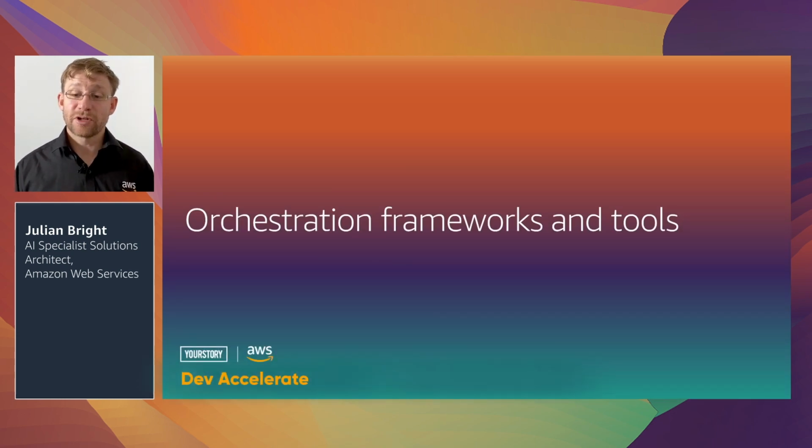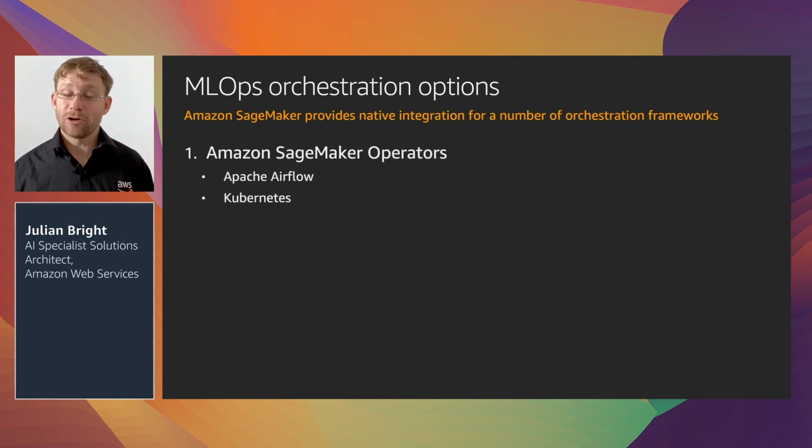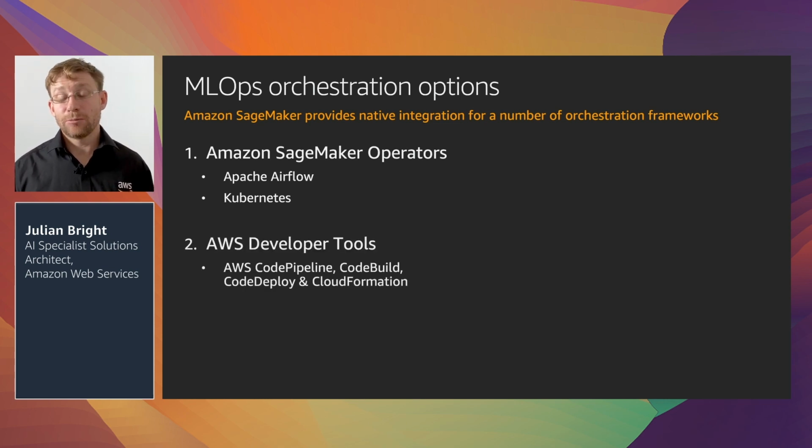So let's talk about orchestration frameworks and tools. Amazon SageMaker provides some native integrations for a number of orchestration frameworks: Amazon SageMaker operators for Apache Airflow and Kubernetes, and AWS development tools such as AWS CodePipeline, CodeBuild, CodeDeploy, and CloudFormation can be integrated with the Amazon SageMaker suite.